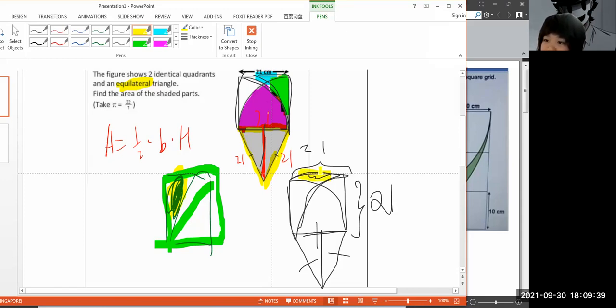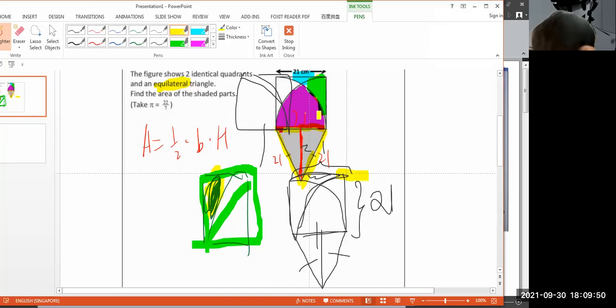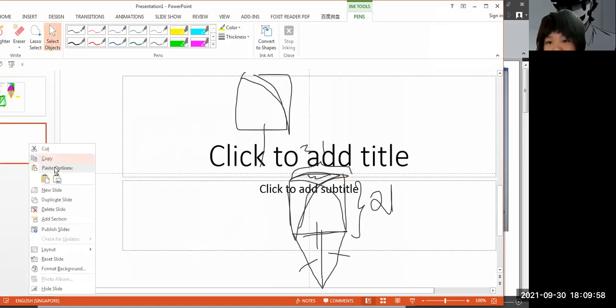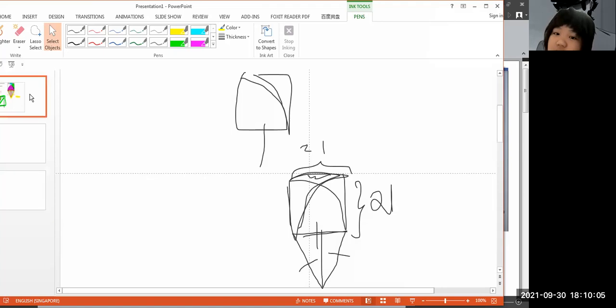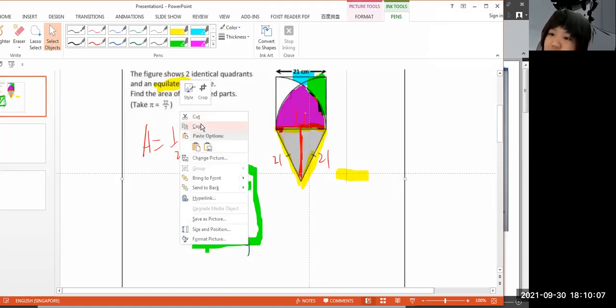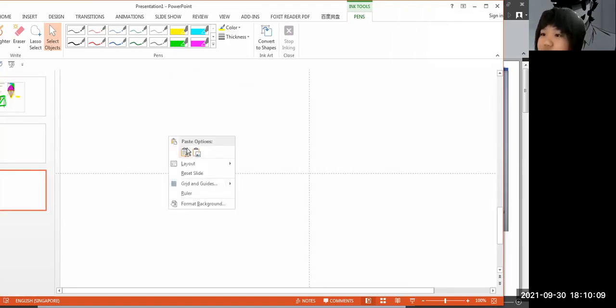So in fact, for this question, what you need to do is dissect this figure. Dissect means you need to cut the figure into shapes that you are familiar with. So I'm going to show you how you can actually cut the figure. Can you clear the screen for me first? This is something new, a new approach to the question.